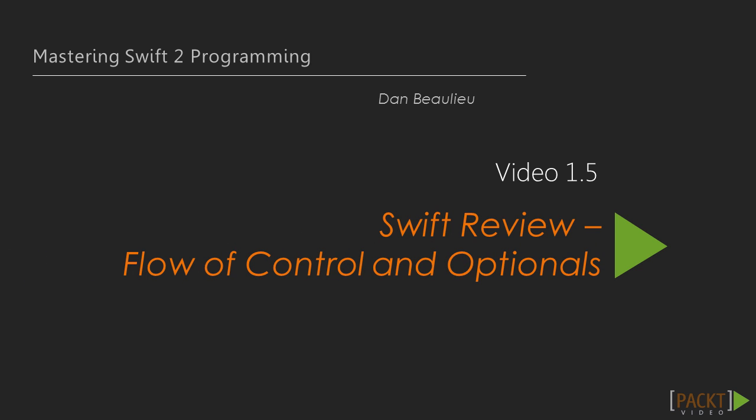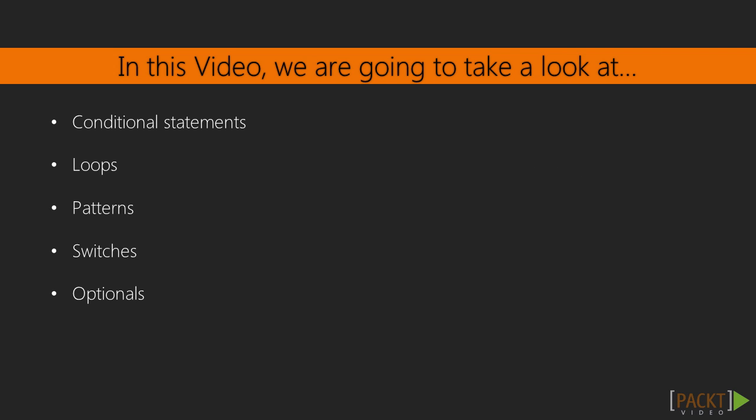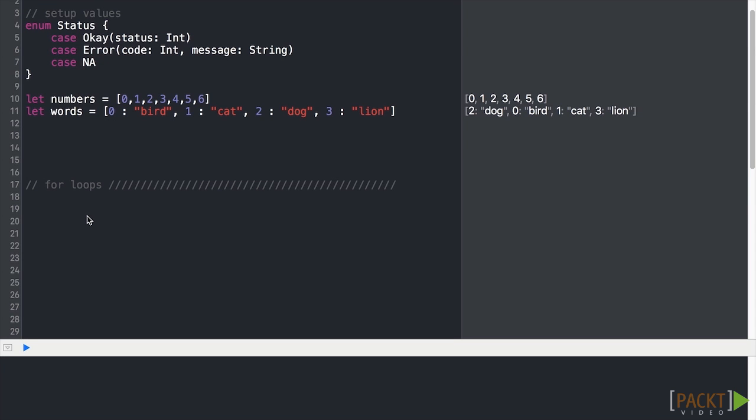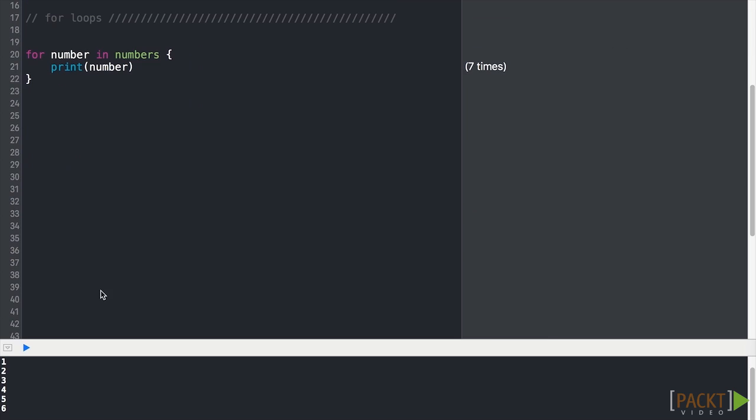In the previous video, we began discussing reference and value types with classes, structs, and enums. In this video, we're going to take a look at Swift's flow of control features as well as optionals. By now, we're all familiar with Swift's for-in loops, which allow us to iterate over every element in an array without the possibility of indexing outside of the boundary of our array object.